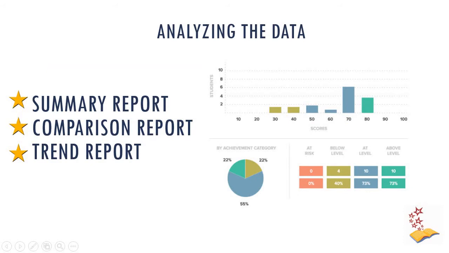OHMS has 3 different reports to yield any data you may need. The 3 different types of reports are summary, comparison, and trend. Let's take a closer look at each one.